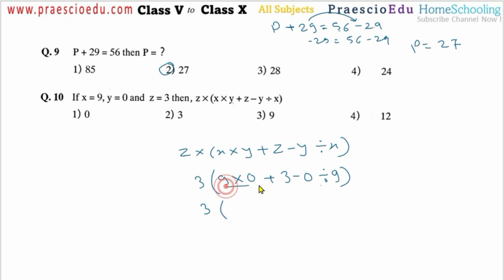So 3 multiplied as it is by the bracket. Now multiplication and this division we can solve parallelly, because there are other operations inside as well. So 9 multiplied by 0 means 0, then plus 3 as it is, then minus 9 divided by 0 means 0. So with 0 addition and 0 subtraction, any number is that number itself. So 3 multiplied by 3 is equal to 9. And 9 is given in option number 3.